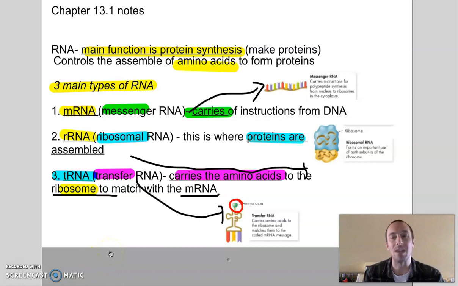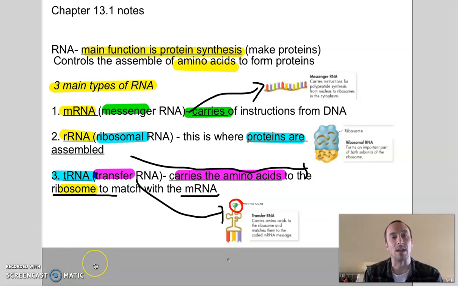So, the main function of any RNA is to play a role in protein synthesis, so the helping of making proteins. It controls the assembly of amino acids. If you remember, those are the monomers for proteins. And those, of course, form proteins. So there's three major types. One is called mRNA, and the M stands for messenger, and it's useful because that's exactly what it is. It acts as a messenger between the DNA in the nucleus, which can't leave the nucleus, to the cytoplasm. So it carries information as a messenger from the nucleus out into the cytoplasm.